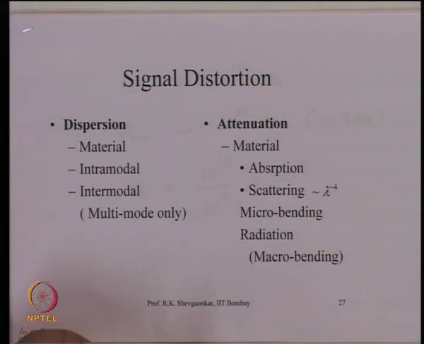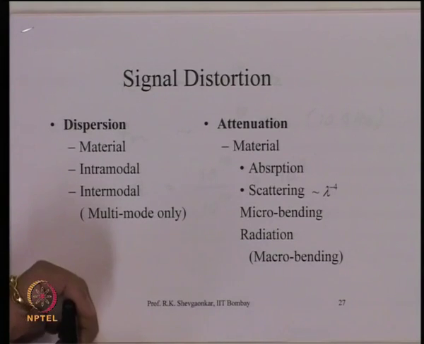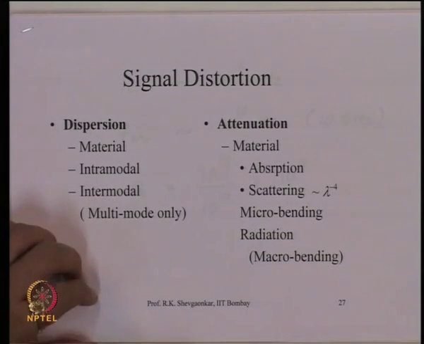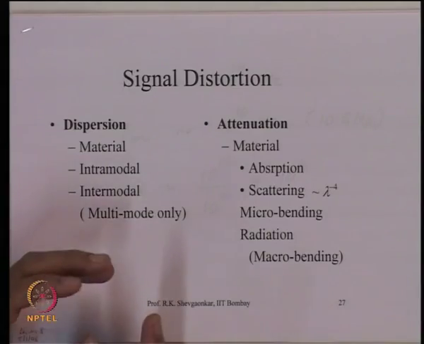And we saw that the scattering loss is a very strong function of the wavelength. It goes as lambda to the power minus 4. That means every doubling of the wavelength, the scattering loss reduces by a factor of 16. Now, these two losses are present inside the optical fiber even before the fiber is commissioned into the system. Once the fiber is commissioned into the system, two more losses take place, called the micro bending losses and the radiation losses.